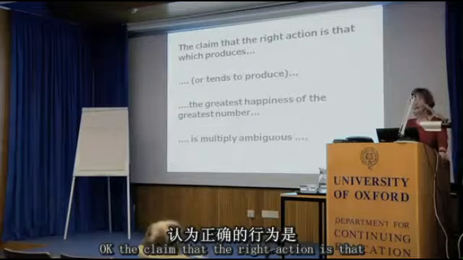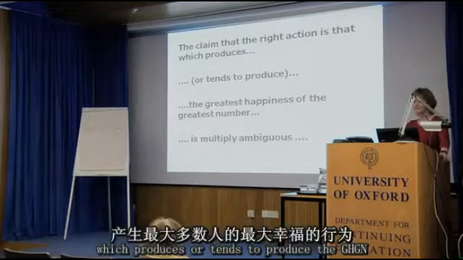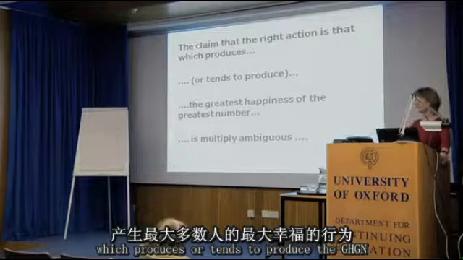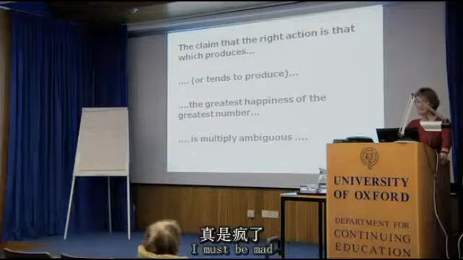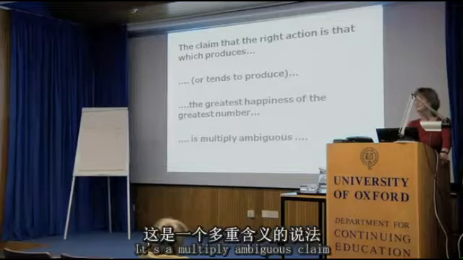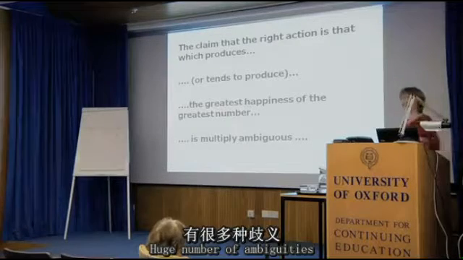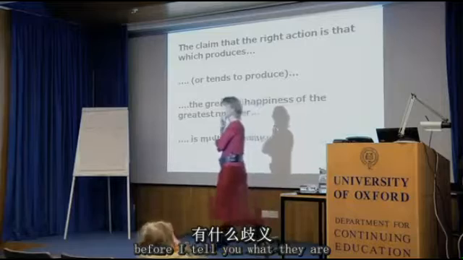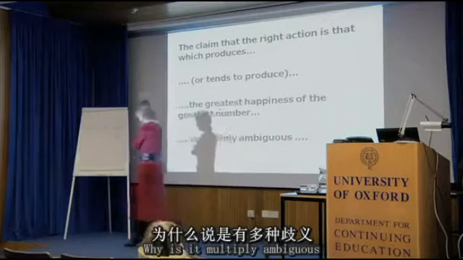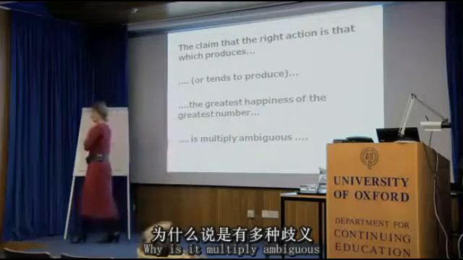We'll come back. Okay, the claim that the right action is that which produces or tends to produce the greatest happiness of the greatest number. I've written this out in full again. I must be mad. It's a multiply ambiguous claim. Huge number of ambiguities. Can anyone find any before I tell you what they are, or tell you what some of them are? Why is it multiply ambiguous?